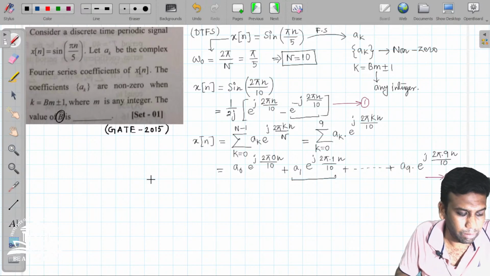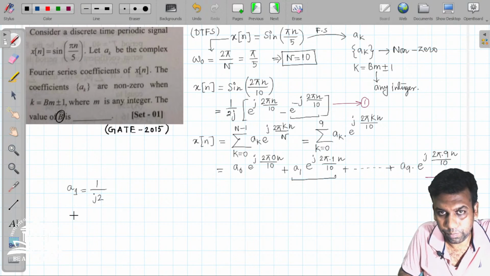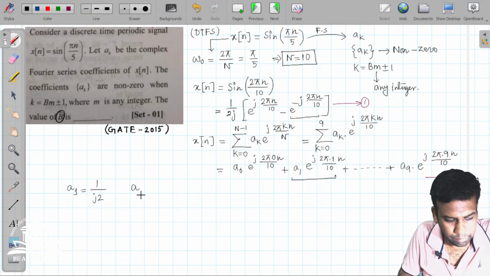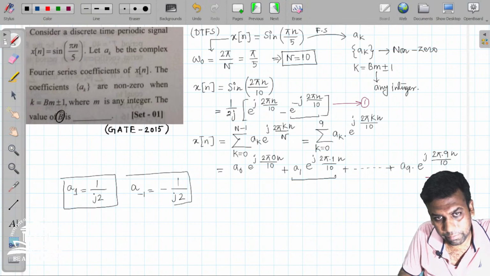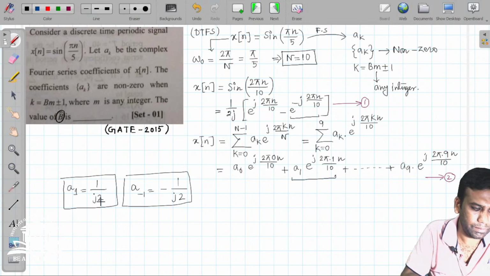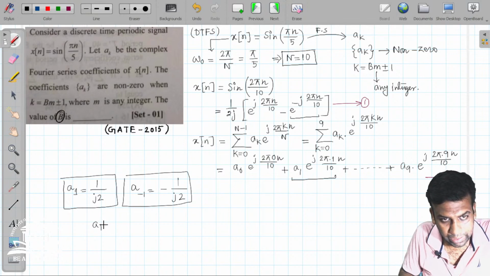Okay, so now if I compare this, we can see that the value of A1 will be 1 by j2, and the value of A minus 1 will be minus of 1 by j2. So these are the two values of A1 and A of minus 1. So we can see that the AK value is equal to the AK plus n value. That means the A0 value will be equal to the A of 10 value.